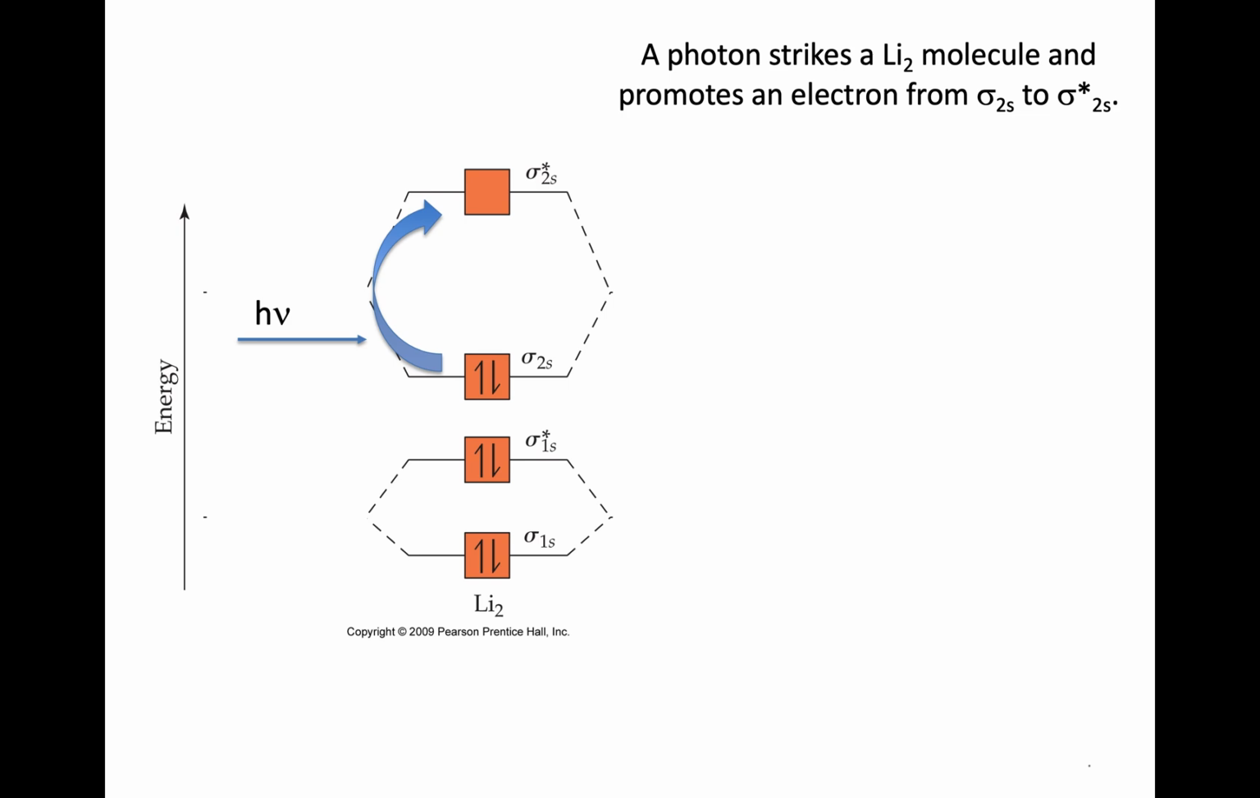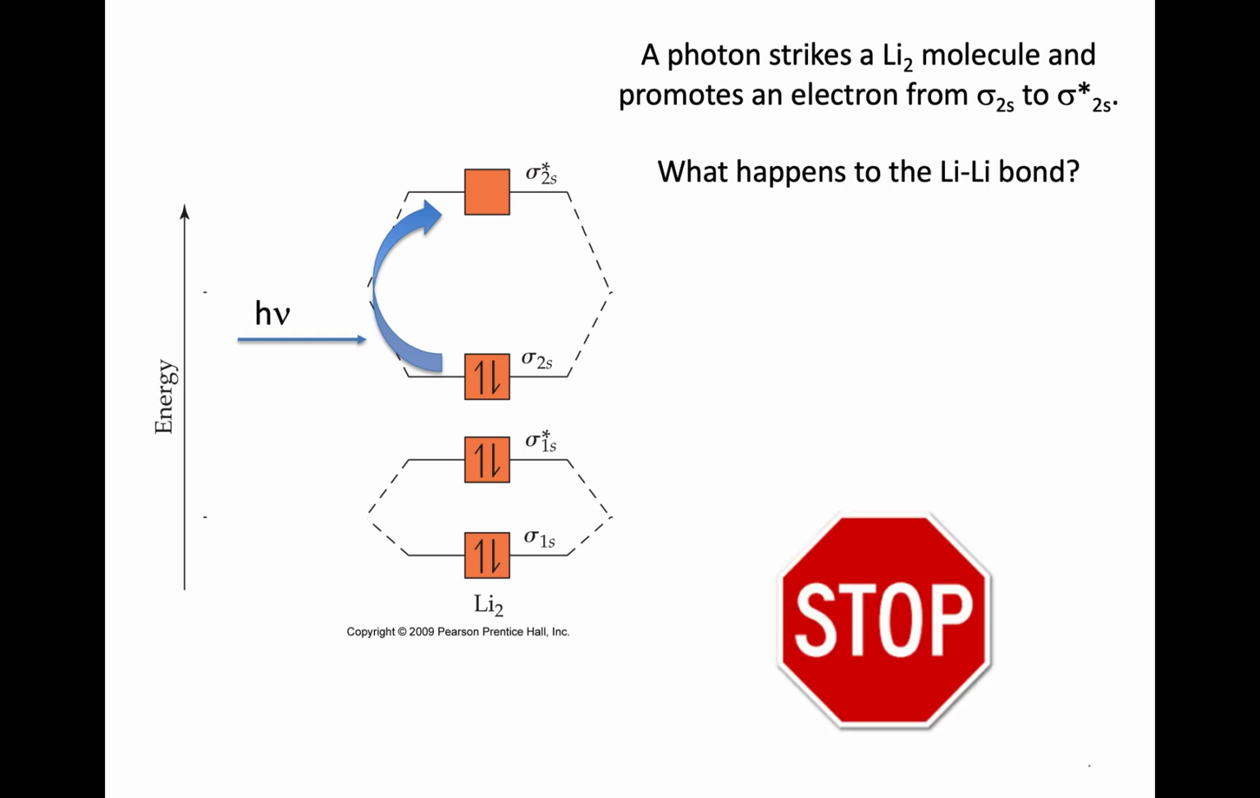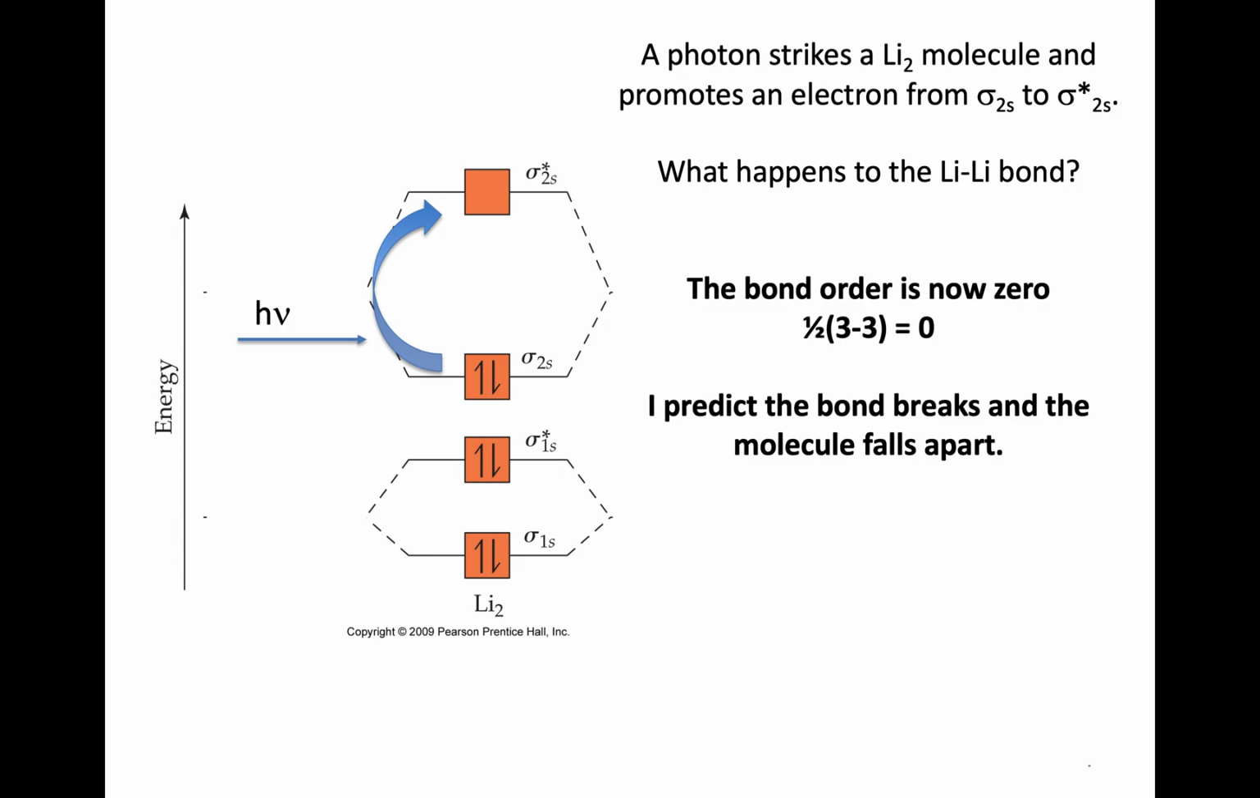Here's what I mean. A photon strikes an Li2 molecule and promotes an electron from the sigma 2s to a sigma star 2s. What's going to happen to the bond in that molecule? Analyze the energy level diagram. Share your answer. I think the bond order is now 0. I see a total of 3 electrons that would be in bonding molecular orbitals and 3 that are in antibonding. I predict when this photon interacts with the molecule, the bond will break and the molecule falls apart.